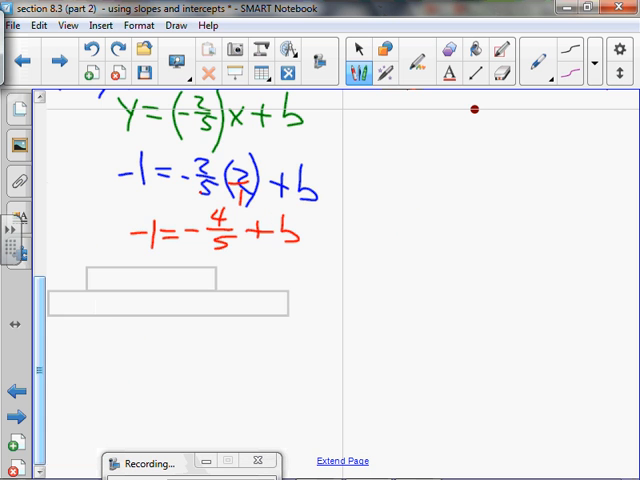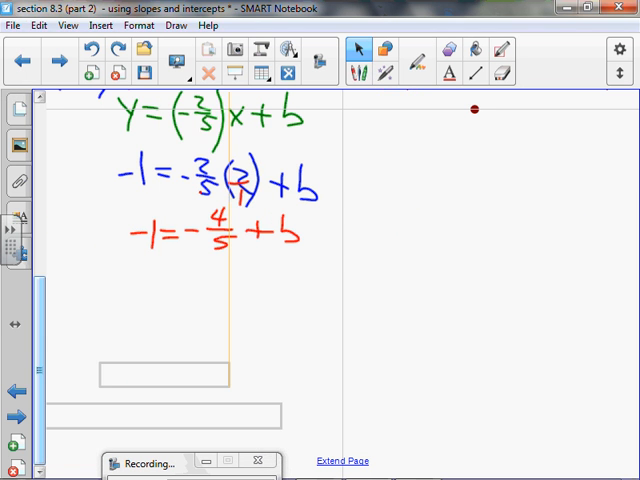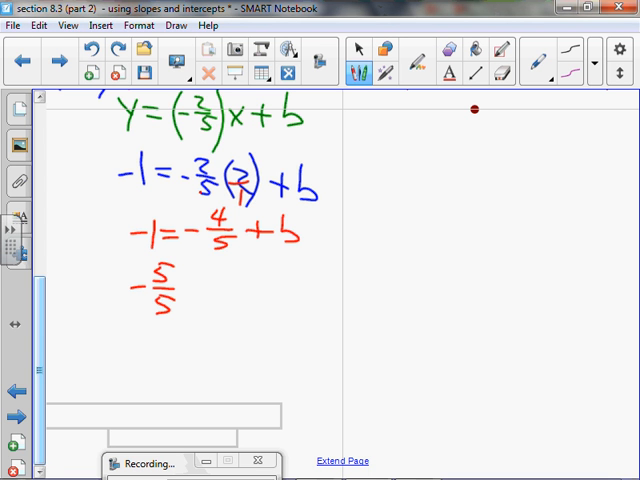If negative 4/5 plus b equals negative 1, let's turn negative 1 into a fraction so we can easily see our answer. What's negative 1 as a fraction with 5 as the denominator? Negative 5 over 5. Right? Negative 1 is negative 5 over 5, because 1 is 5 over 5. So negative 5 over 5 is equal to negative 4 over 5 plus b. Is it obvious now what b is?